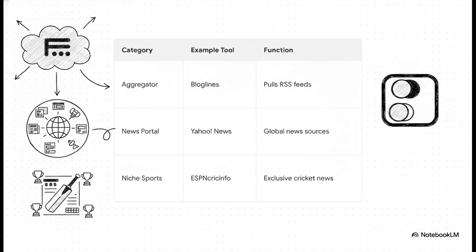Whether that means seamlessly pulling all your favorite scattered blogs into one neat aggregator like Bloglines, or maybe tapping into a massive news portal like Yahoo News to catch stories from 7,000 global sources at once, or even hyperfixating on specialized topics with a niche sports portal, like getting exclusive historical cricket stats through ESPN Cricinfo. You are fully in control of how your information flows.